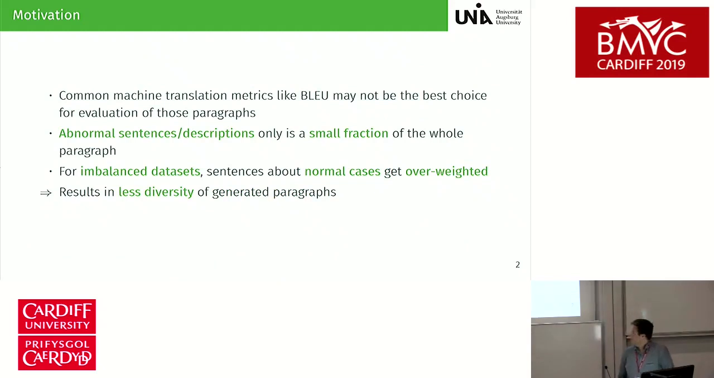And also common machine translation metrics that are used for this kind of task, which is not a good idea in my opinion, have some problems discriminating those abnormal sentences because the paragraph is so long and most of the paragraph is normal sentences. And for an imbalanced data set like this one, the normal cases get overweighted during the training, so more normal sentences are being generated. And that also results in less diversity of the generated paragraphs.